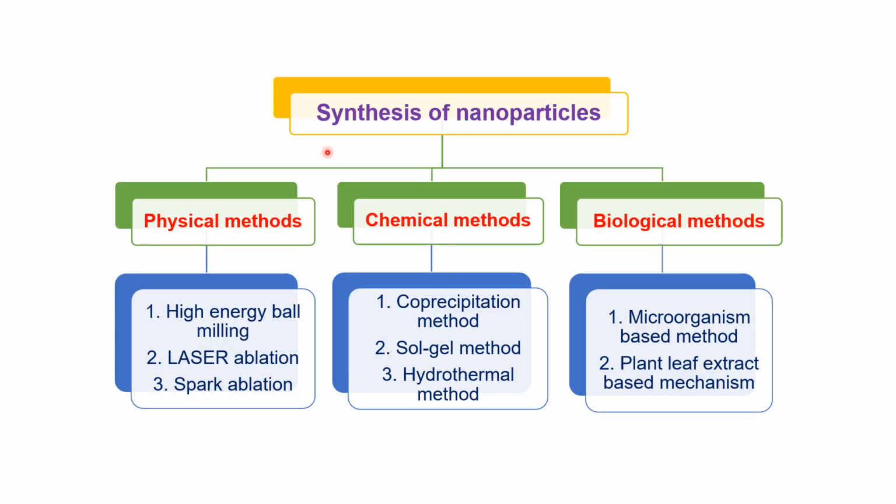Using top-down and bottom-up approaches, nanoparticles are synthesized by three methods: physical method, chemical method, and biological method. Physical methods include high energy ball milling, laser ablation, spark ablation, while chemical methods include co-precipitation method, sol-gel method, hydrothermal method. Nanoparticles are synthesized by the biological method through microorganisms or plant leaf extract. In this video we will discuss only the physical methods that include high energy ball milling, laser ablation and spark ablation.